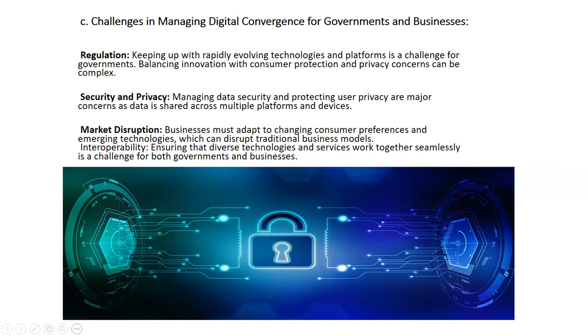The other thing is interoperability. This ensures that diverse technologies and services work together seamlessly. It is a challenge for both governments and businesses. So this challenge concerns technologies working together to serve the government sectors and businesses. If digital convergence doesn't bring togetherness in work and technologies, that is a challenge.